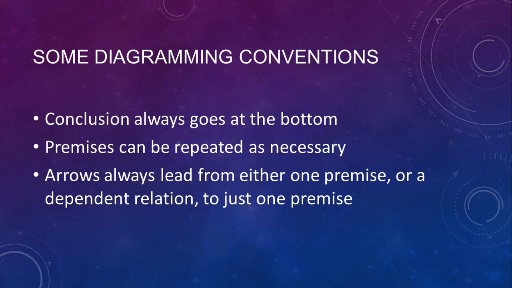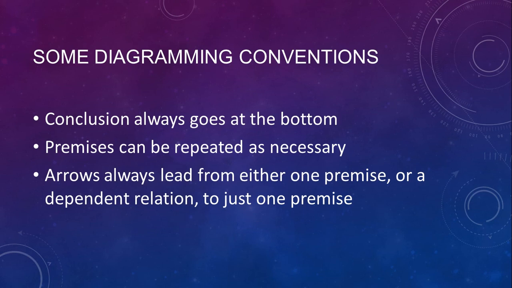And this one is important, and we get people who do this all the time. So arrows always lead either from one premise to another. So like P1 can lead to P2, which leads to a conclusion, right? One premise to one premise, or a dependent relation between two or more premises to another premise, right?